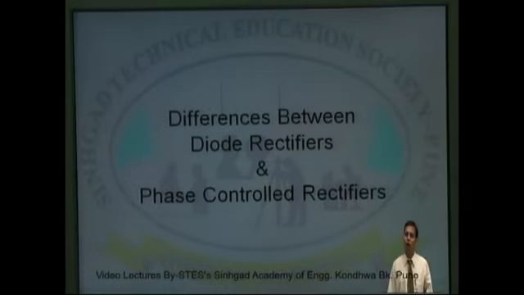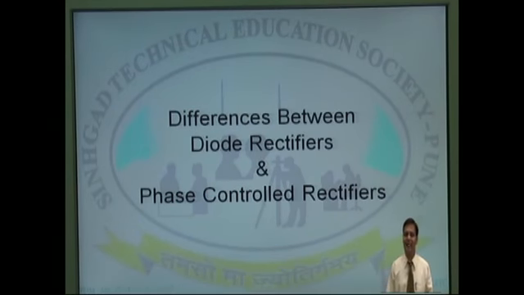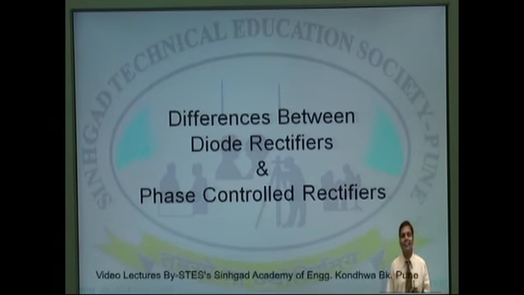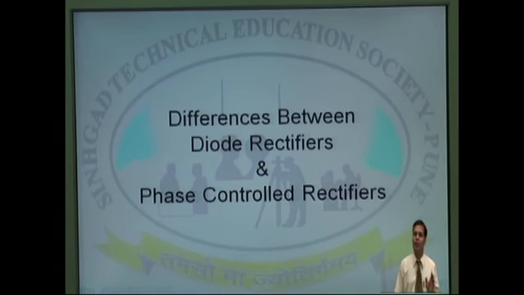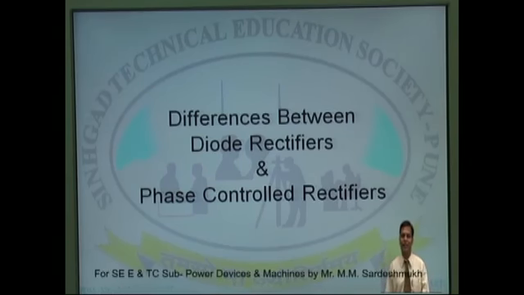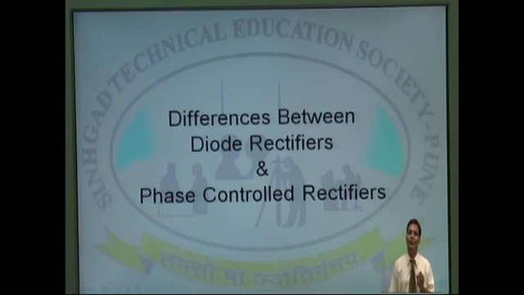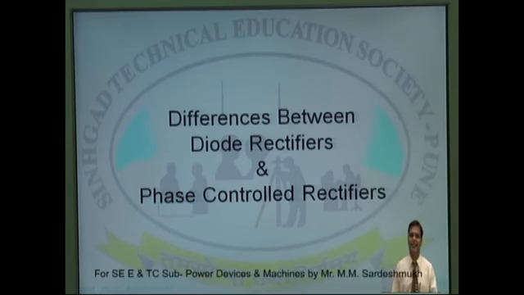We studied the ordinary rectifiers where a diode is used. These can be considered uncontrolled rectifiers because the output voltage cannot be controlled in the case of diode rectifiers, whereas it can be controlled in the case of phase controlled rectifiers, which we are going to study. So this is the major difference between the uncontrolled rectifiers and the controlled rectifiers.